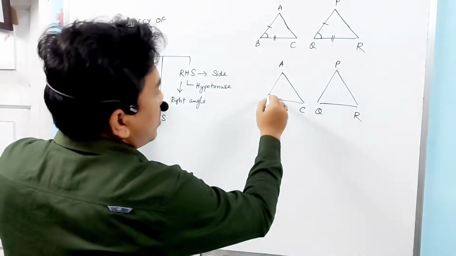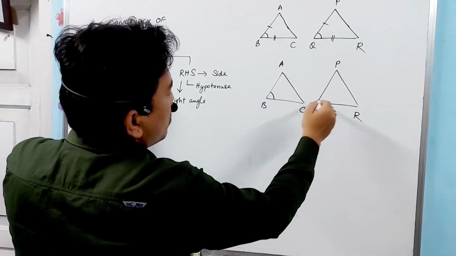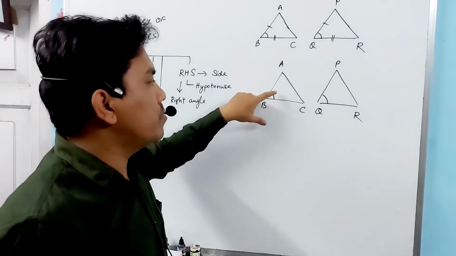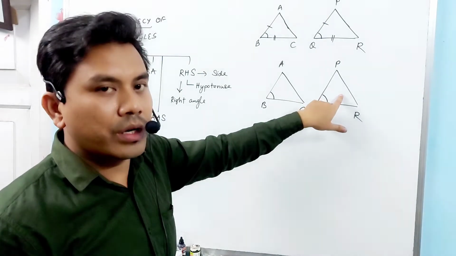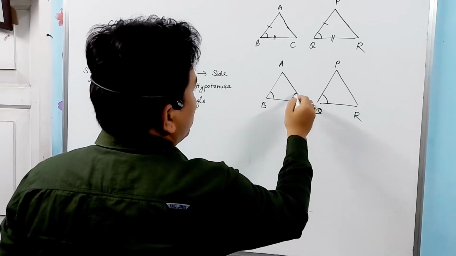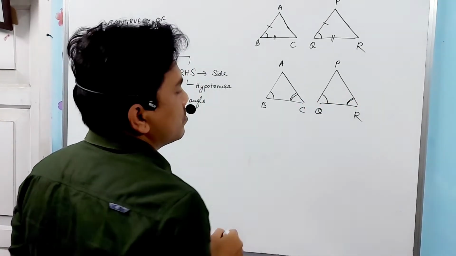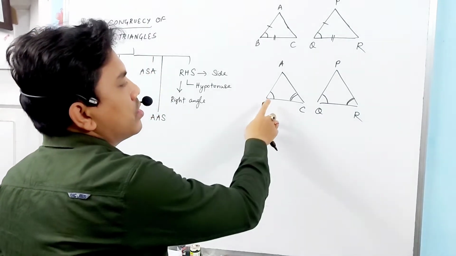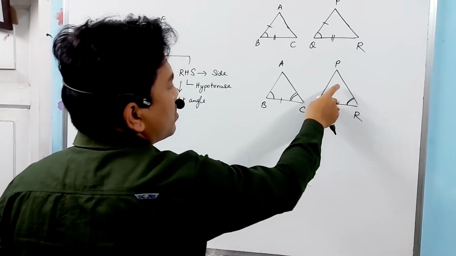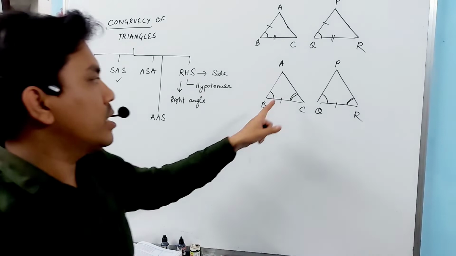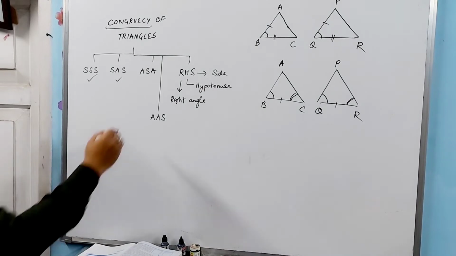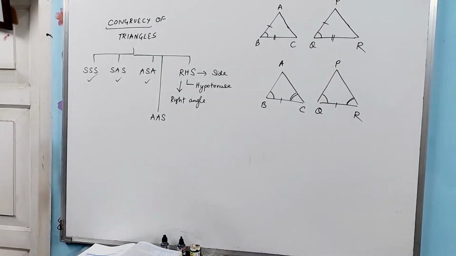So if angle B is one of the angles of this triangle which is equal to angle Q of the other triangle, and this is another angle which is equal to this angle of the other triangle, and the side which is contained between these two angles, BC, is equal to this side of the other triangle, then we will say that both the triangles are congruent by ASA. So in ASA, the side should be between two angles.